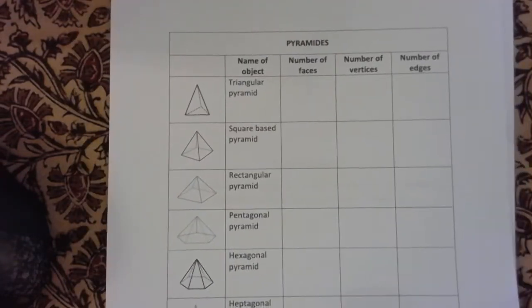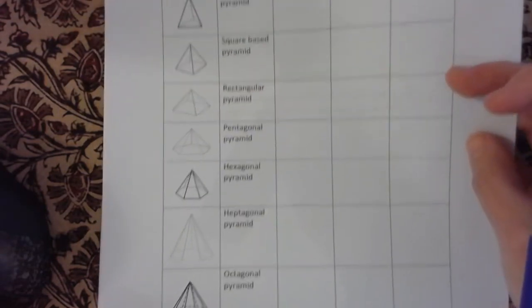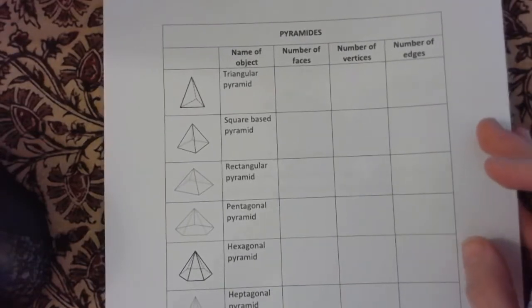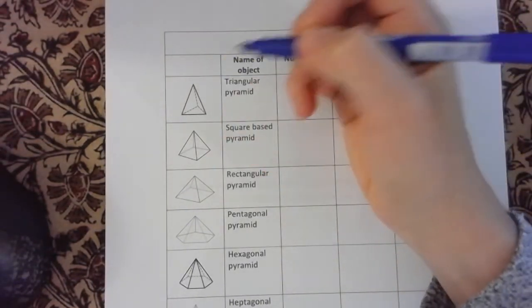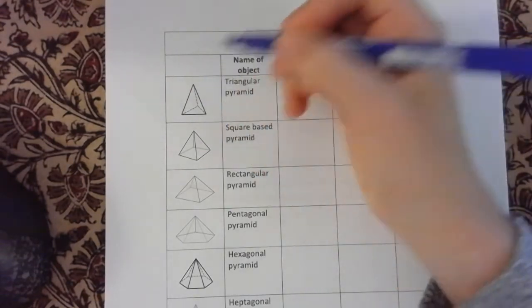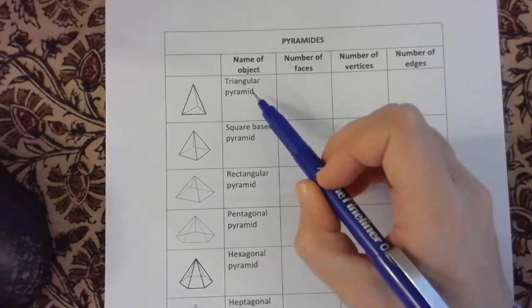So this one is about the pyramids. So we start with the triangular pyramid and then we end off with the octagonal pyramid. Right, so remember now what's the difference between the pyramid and the prism? They have an apex, the point at the top, okay? Right, so let's start with the first one, triangular pyramid.